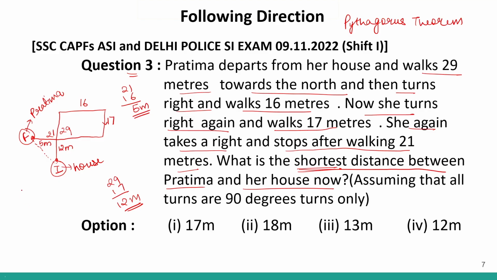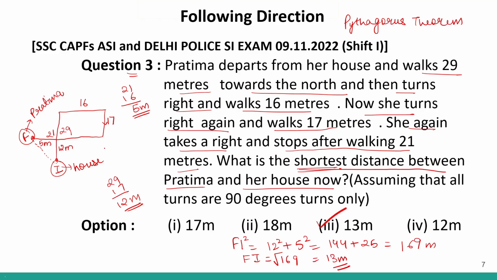So the distance, let me write it over here. Fi square will be equal to 12 square plus 5 square. If you remember squares, this is 144 and this is 25. So this will be equal to 169 meters. Sorry, Fi square will be equal to 169 meters. So Fi will be equal to under root of 169 meters, and under root of 169 is how much? 13 meter. So our answer will be option number 3, 13 meter.